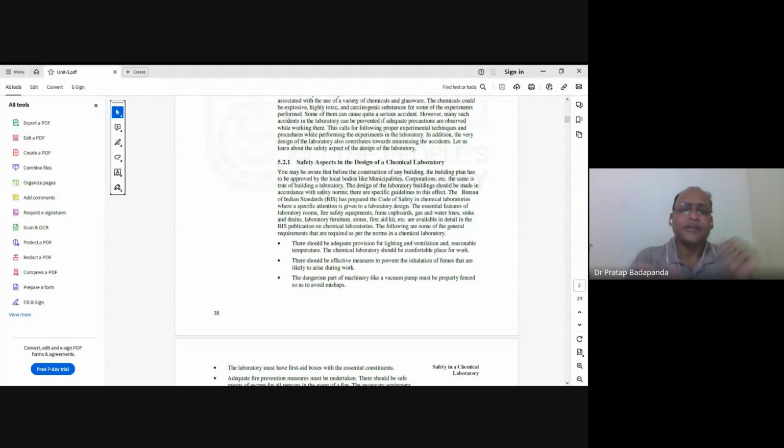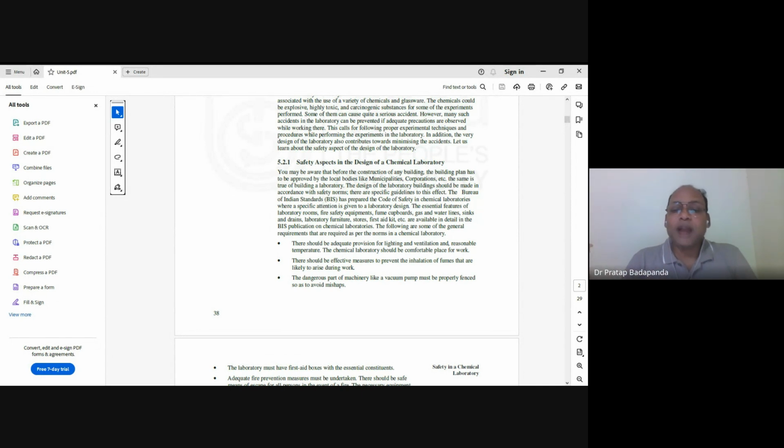Okay. Next, there should be effective measures to prevent the inhalation of fumes that are likely to arise during the work. That means proper ventilation should be there. When you are doing any kind of experiment, your windows should be open, or if it is AC controlling the temperature, an exhaust system should be there. Then whatever fumes arise will go away. So you have to consider the geographical location and make it on that basis.